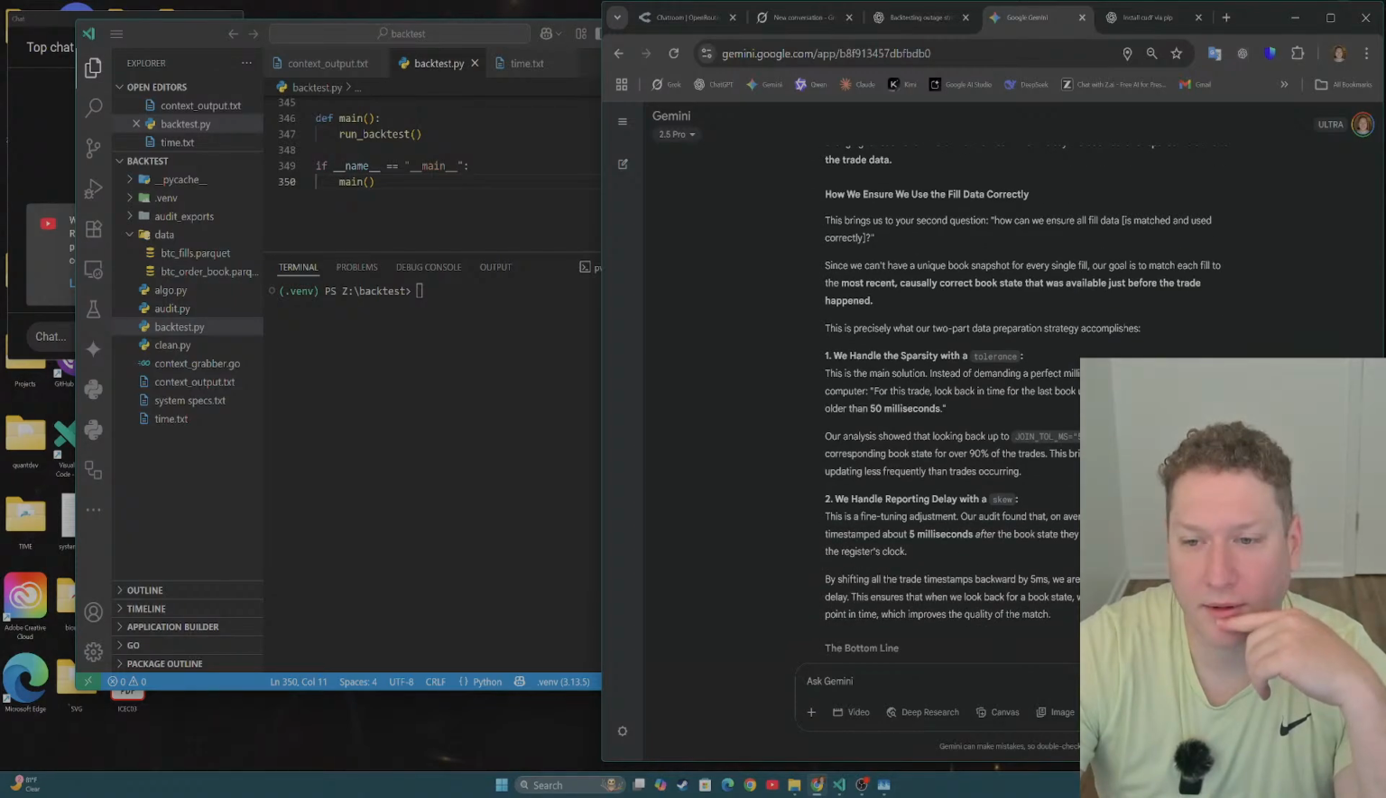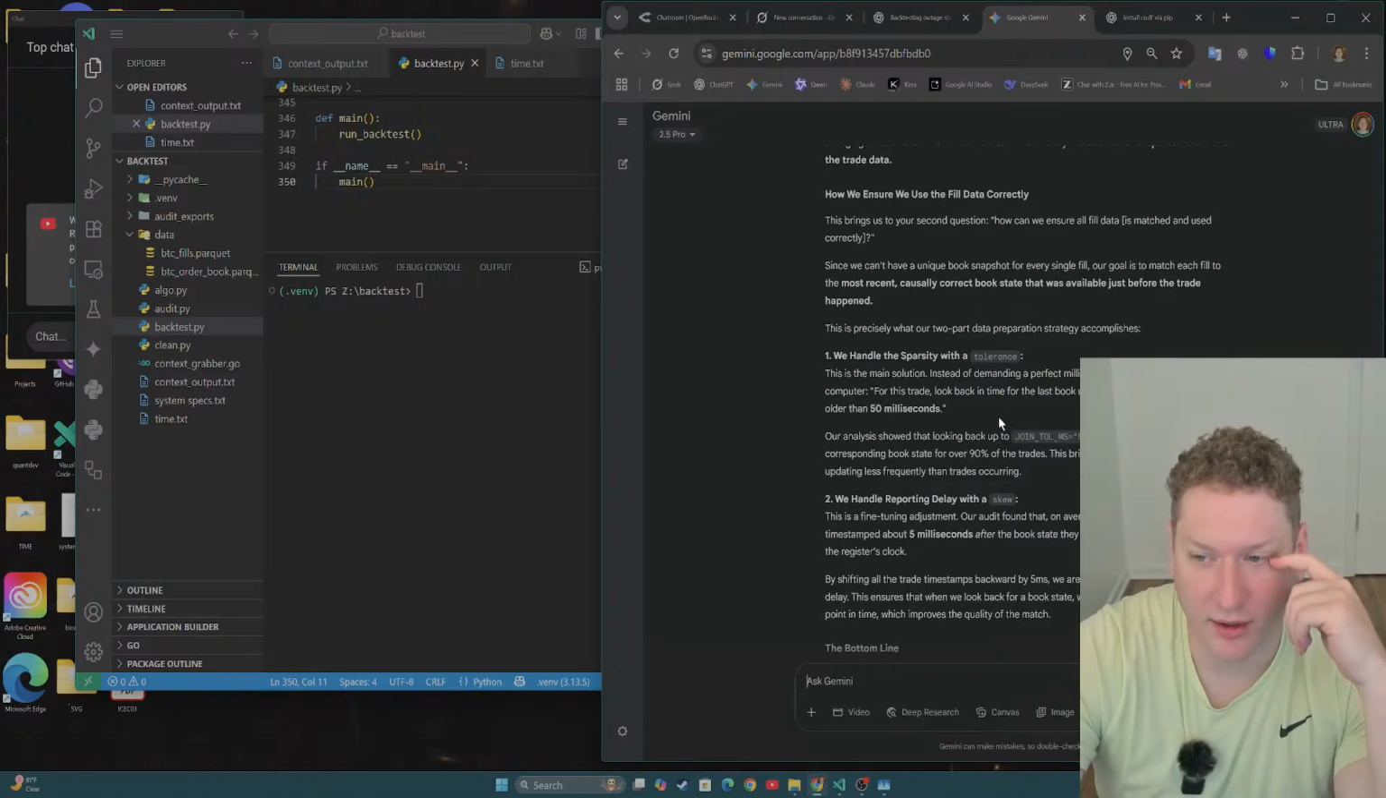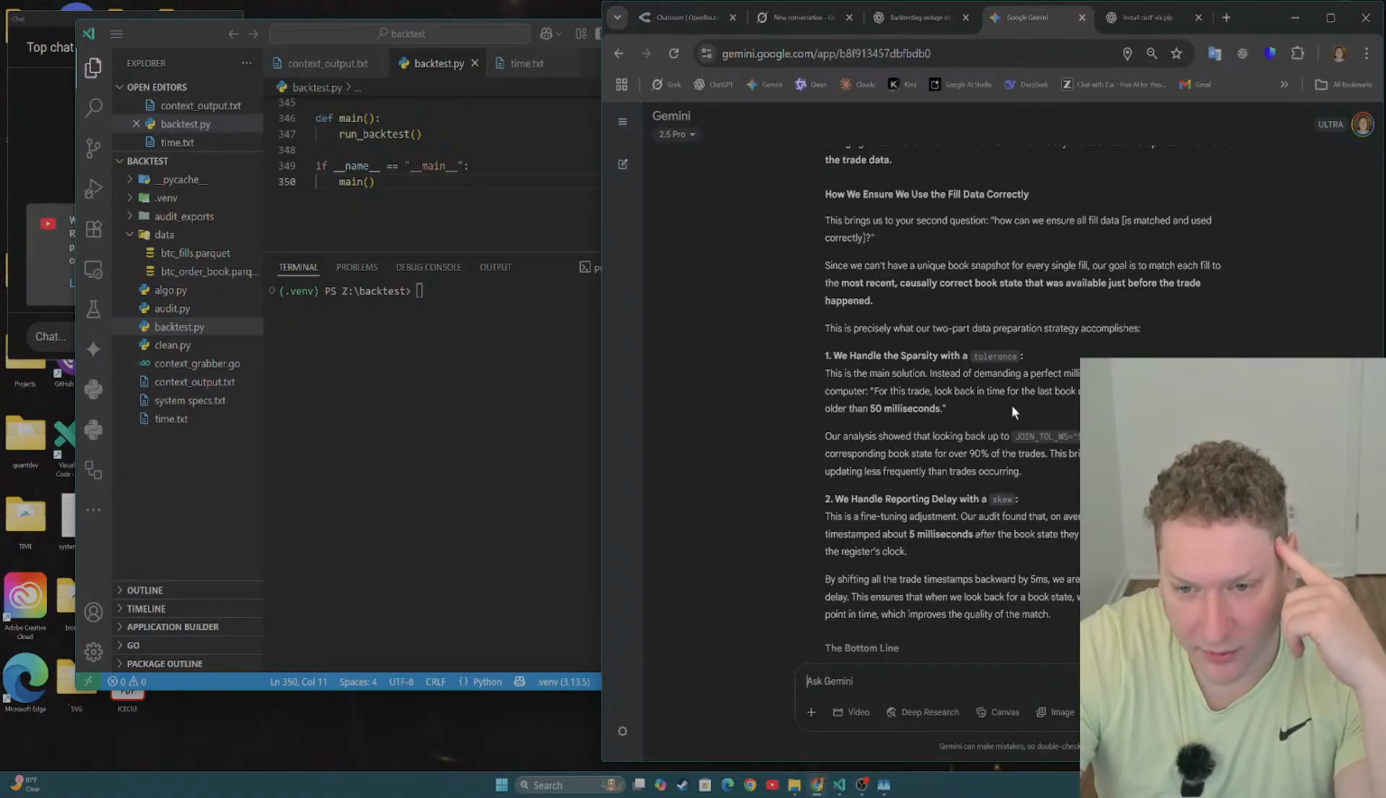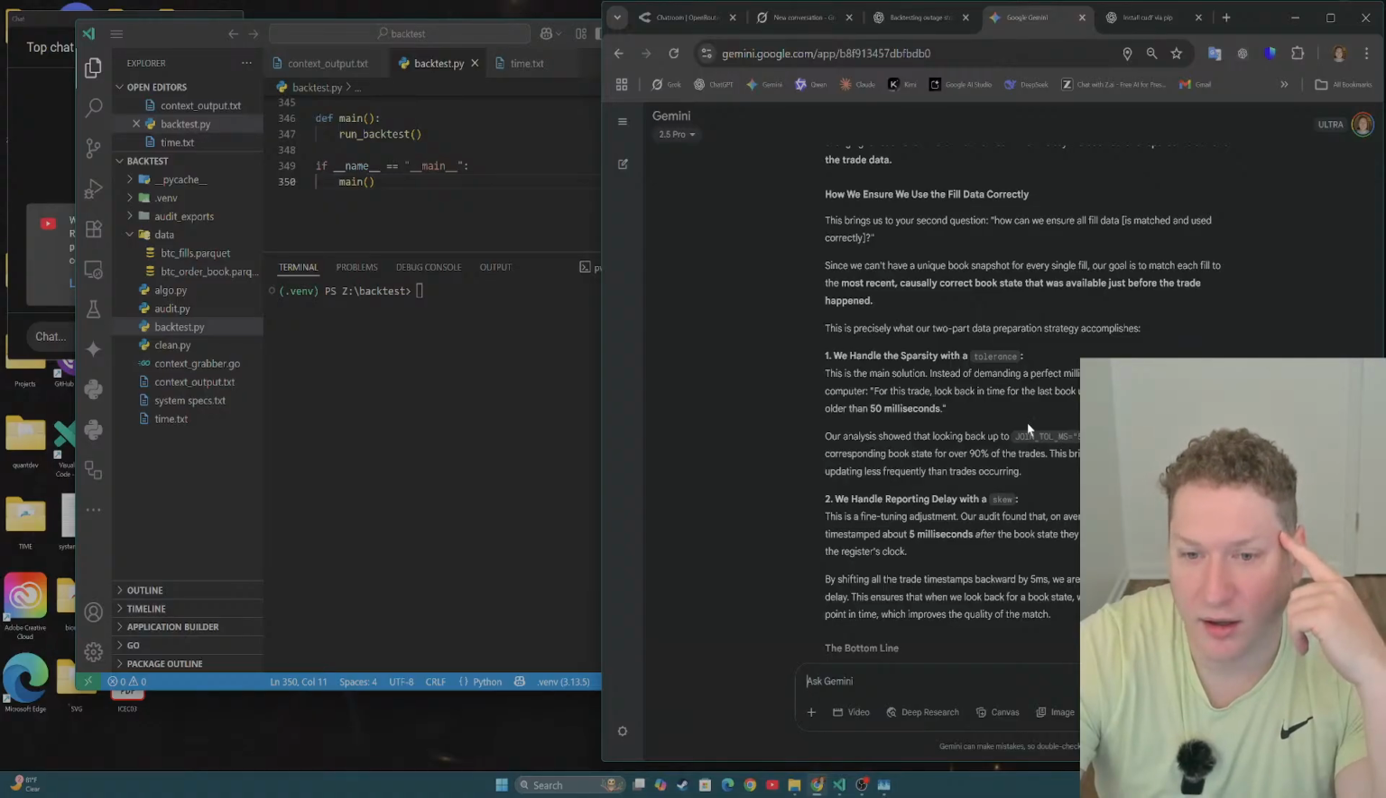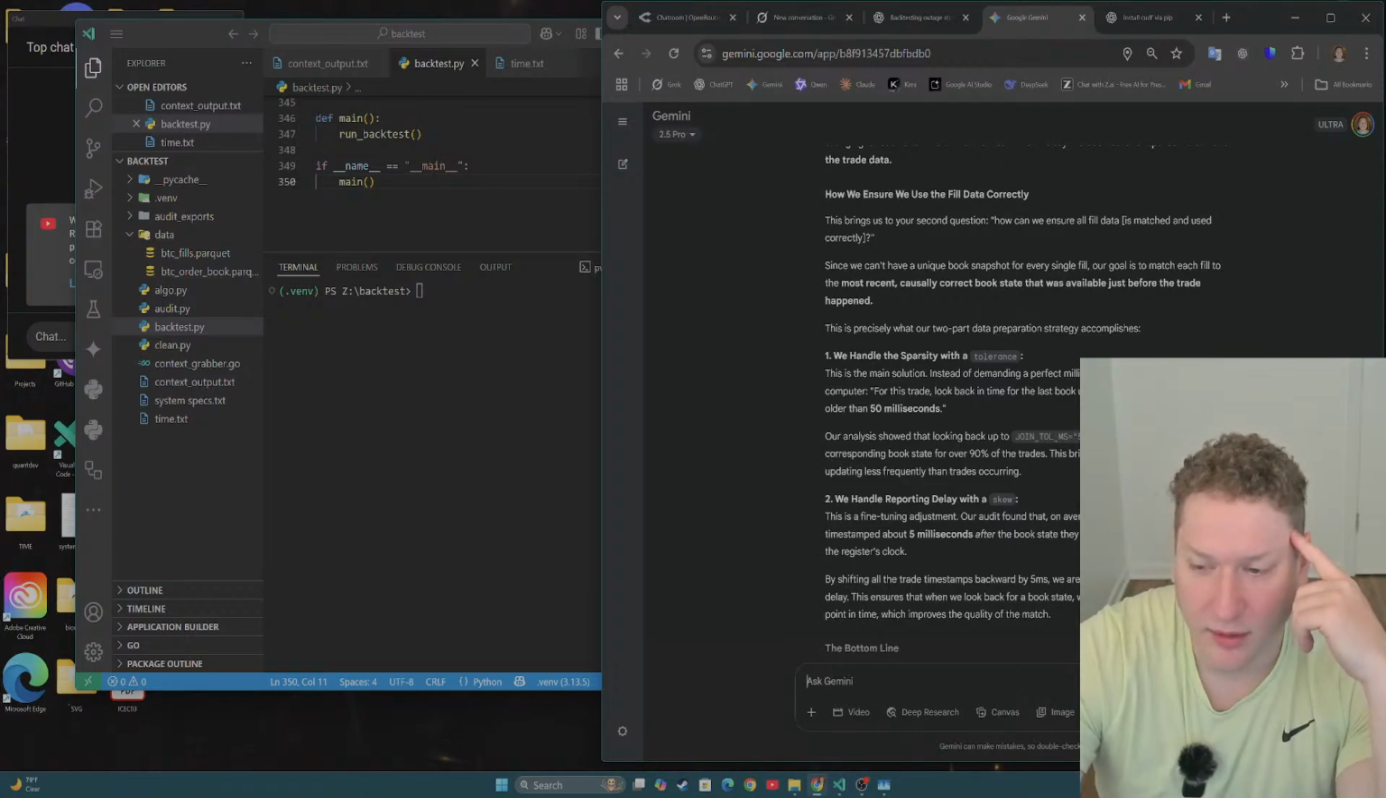We handle sparsity with a tolerance. Okay, this is the main solution. Instead of demanding a perfect millisecond match, we tell the computer, for this trade, look back in time. Okay, now I see what's going on. Look back in time for the last order book update you saw, as long as it's not older than 50 milliseconds. Looking back up to 50 allows us to find a corresponding book state for over 90% of the trades. This bridges the gap.